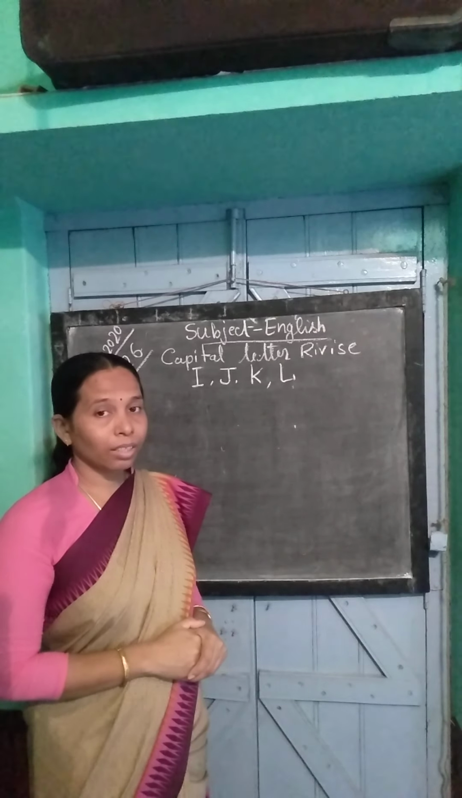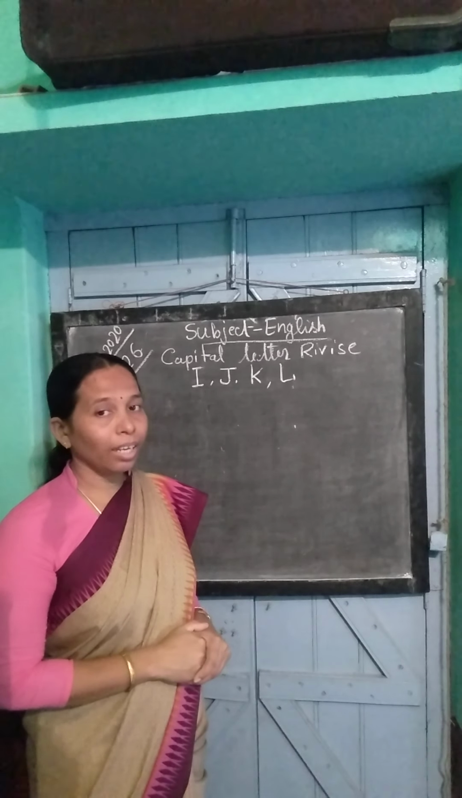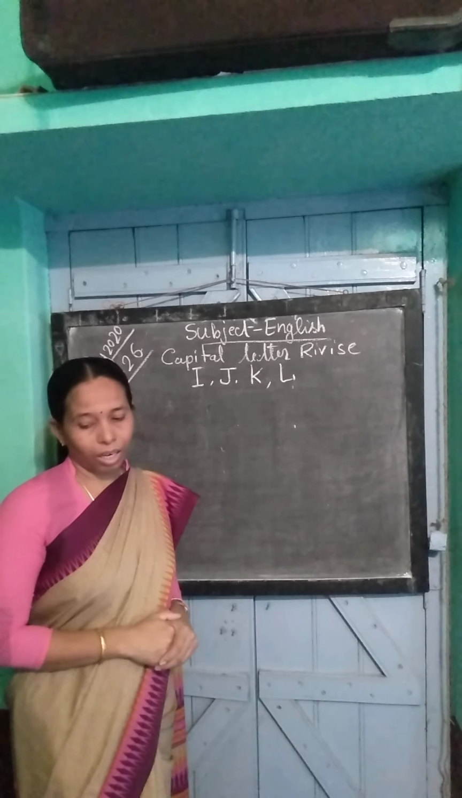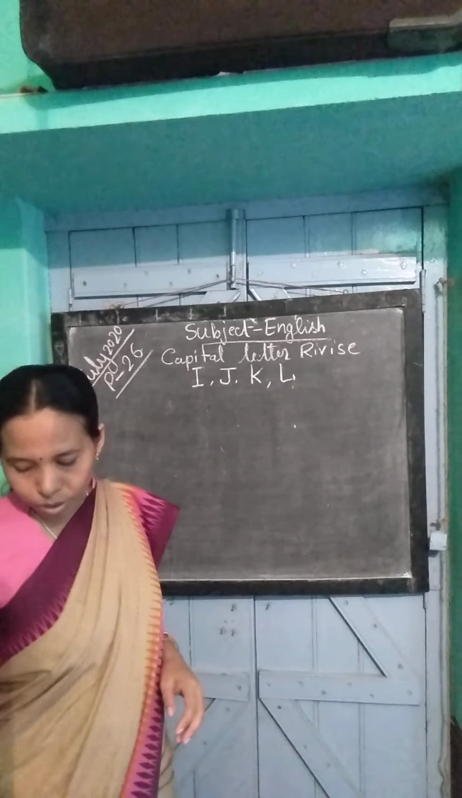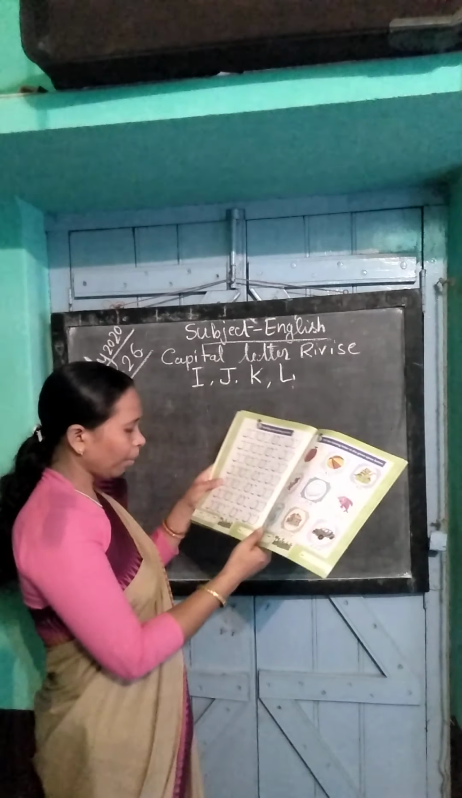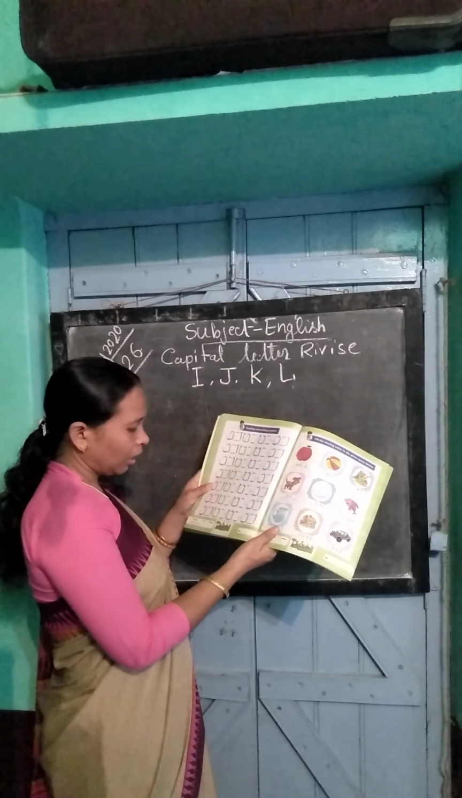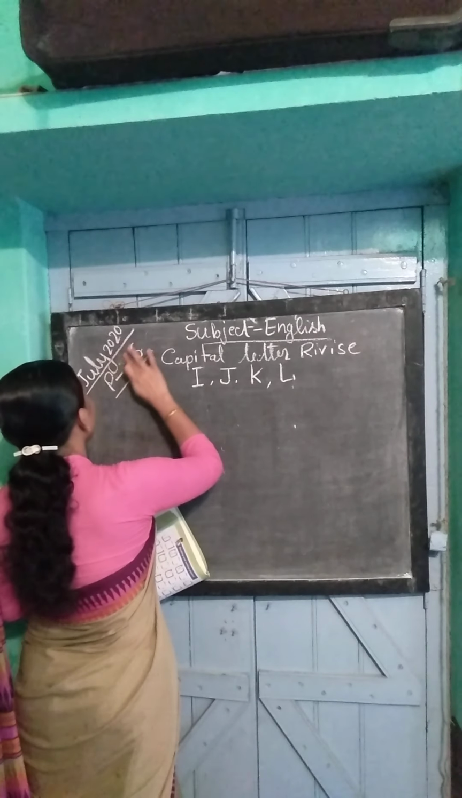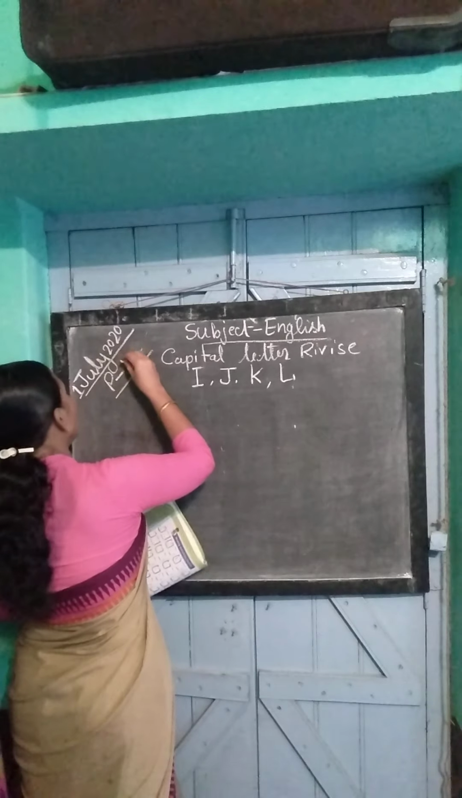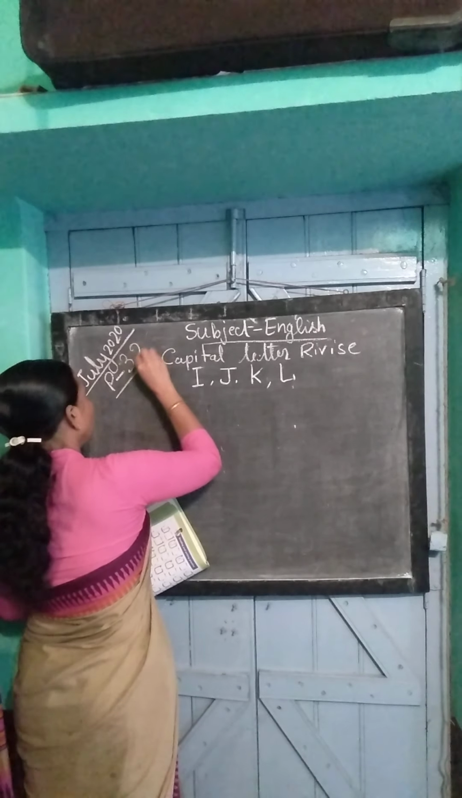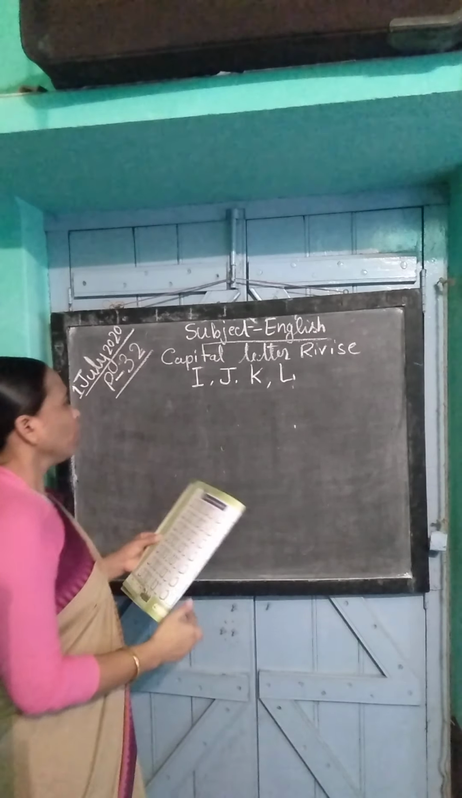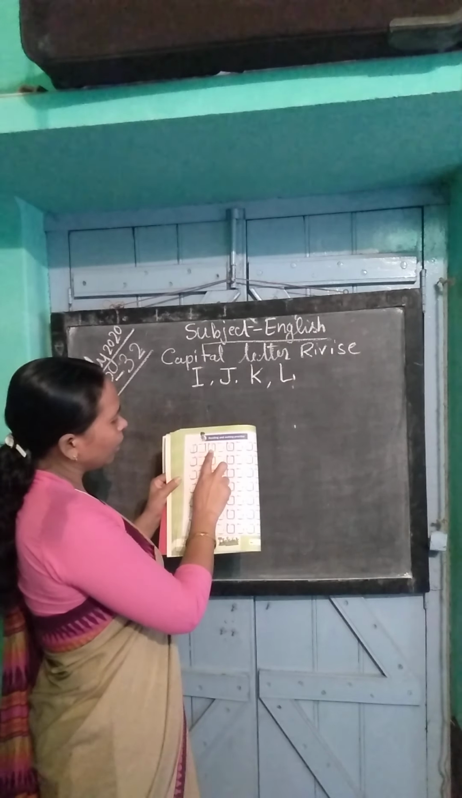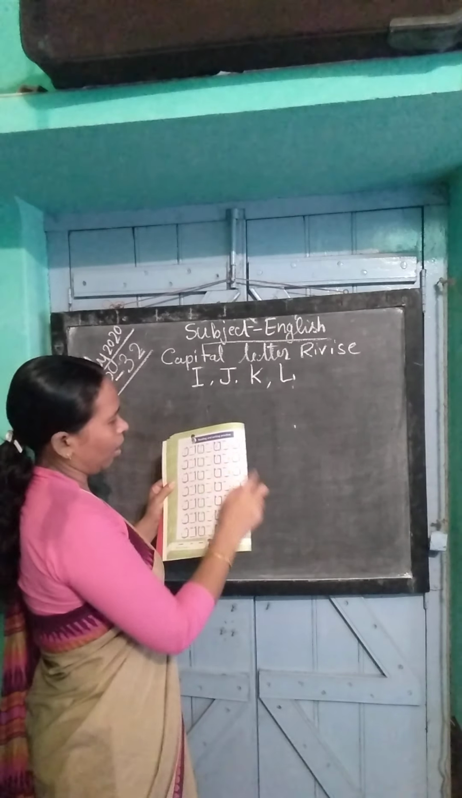Capital letter I J K L. I J K L. Okay. In your book, you see page number 32. Page number 30. See, there are I J K L.